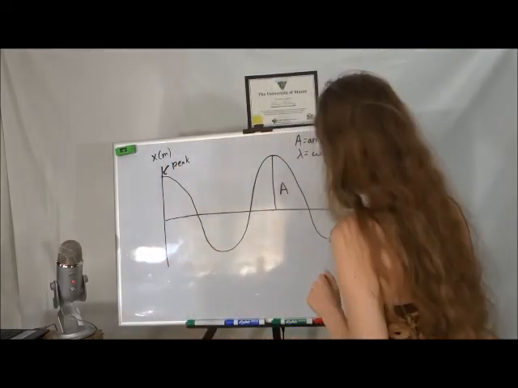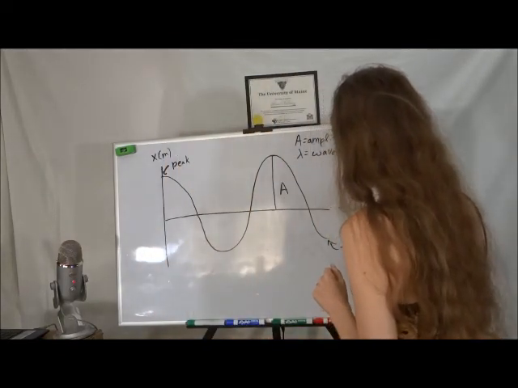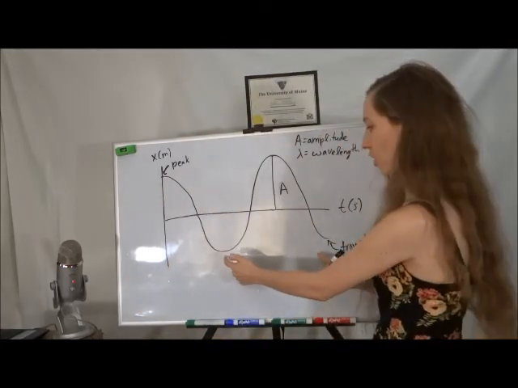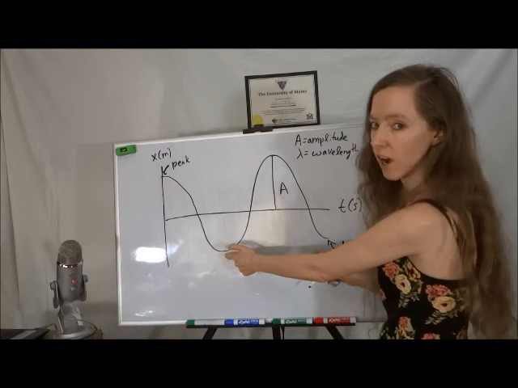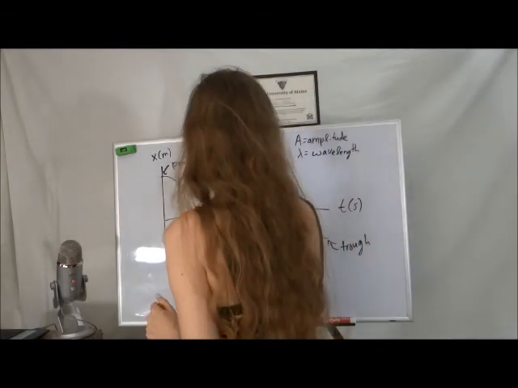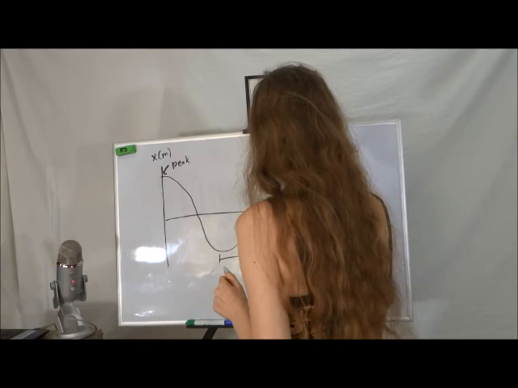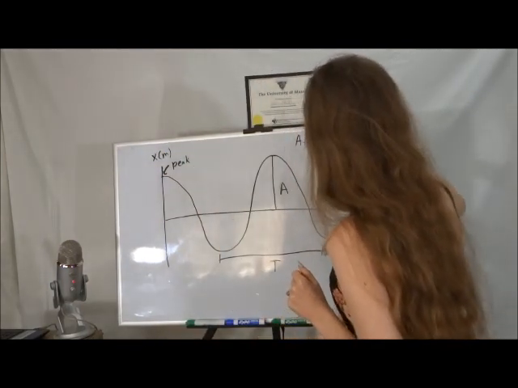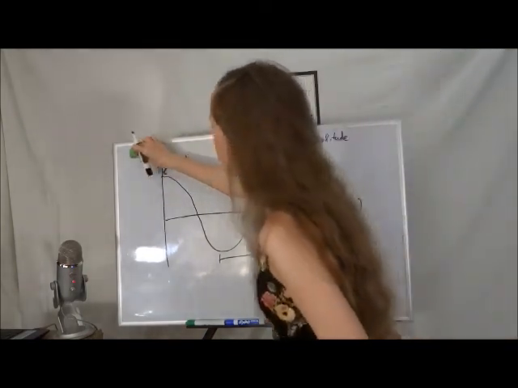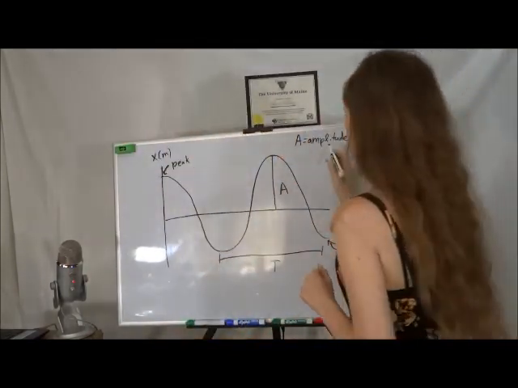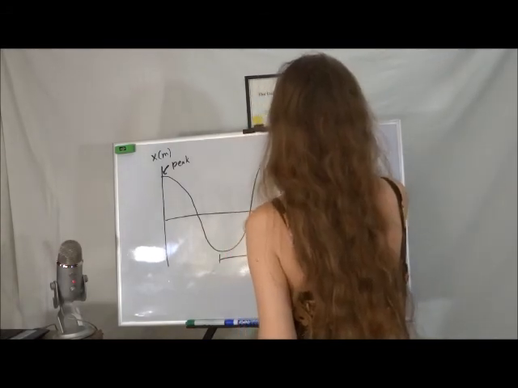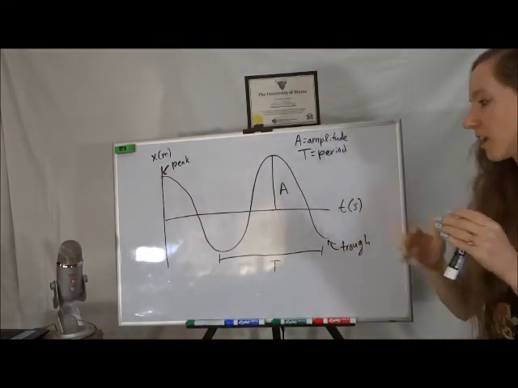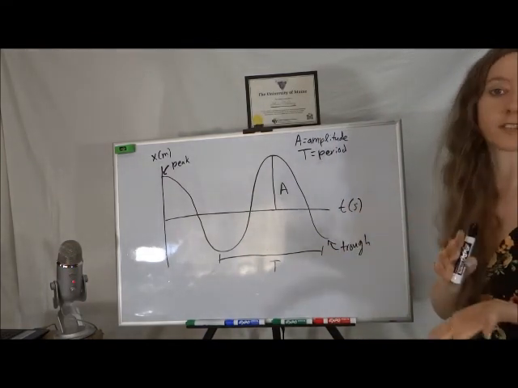So we have our peak, we have our trough. But now, instead of the distance from peak to peak or trough to trough being wavelength, since our axis is time, this is going to be our period. So when you plot position versus time, that distance is the period. And the period is just how long it takes for the wave to complete one cycle.